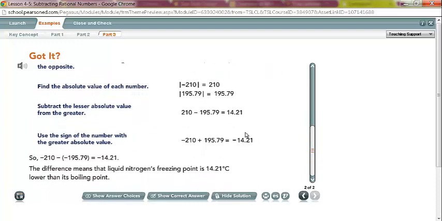Okay, so we look at the difference of negative 210 degrees with negative 195.79 degrees, and we have a negative 14.21 degrees difference. This just means that's the amount of difference between the boiling and the freezing point. Thank you very much. Go back through your notes, check for any questions you may still have, rewatch the video for further clarification, and bring those questions to class. Thank you.